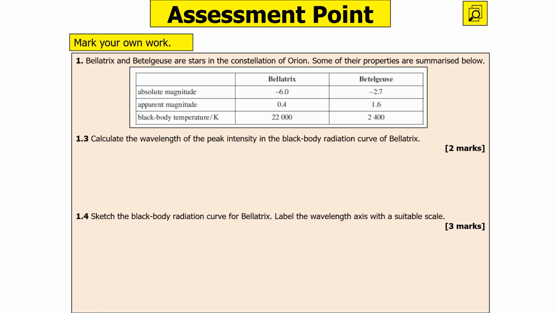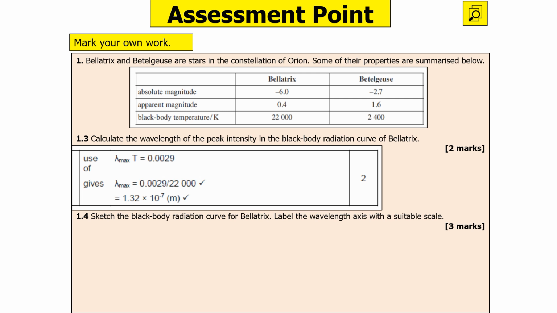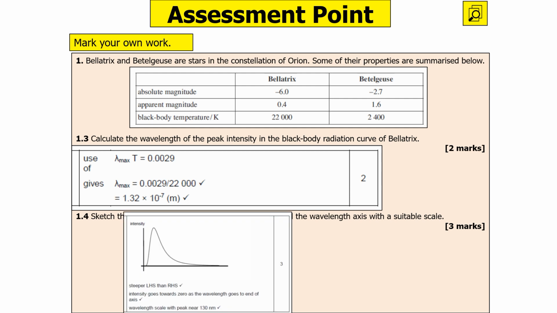Now to work out the wavelength, we've got to use our blackbody radiation curve ideas to look at the Wien displacement law: lambda max times T equals 2.9 times 10 to the minus 3. Pop in all the values, and we get 1.32 times 10 to the minus 7 meters. Now that tells us where to put the peak on our radiation curve. It's steeper on the left hand side compared to the right hand side, and therefore it gives you a continuous spectrum as well.